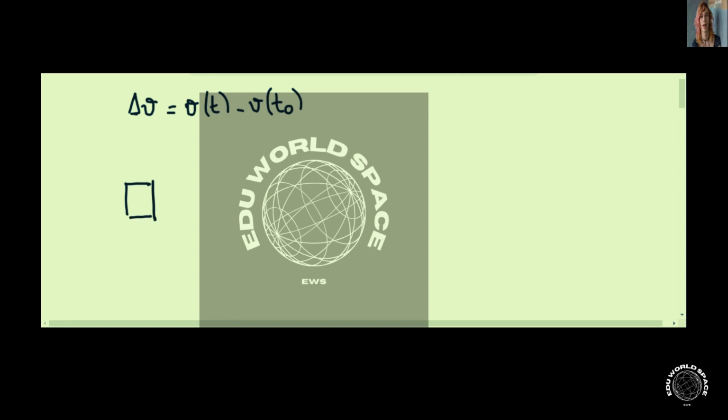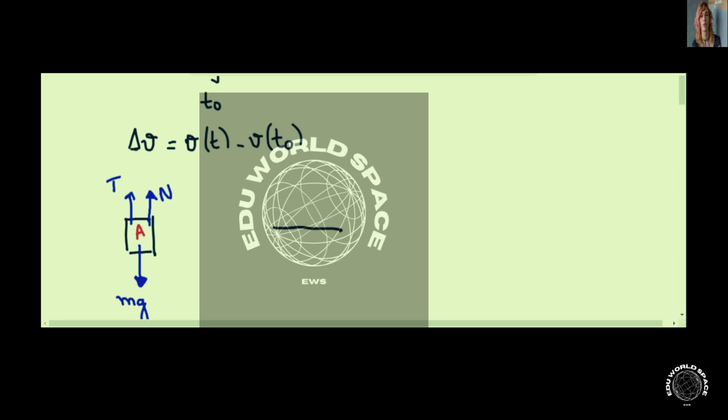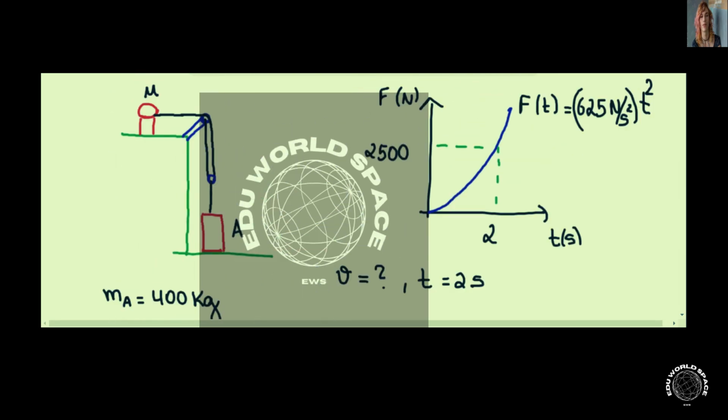A. So here we have block A, and the forces that act on block A are the gravitational force acting downwards, so that's mg. Then we have the tension, T, acting upwards, that's the tension of the cable. And we also have the normal force. Now notice that the tension that the motor exerts on the cable is different from the tension that the cable exerts on the block A, and that is because the cable is not the same.